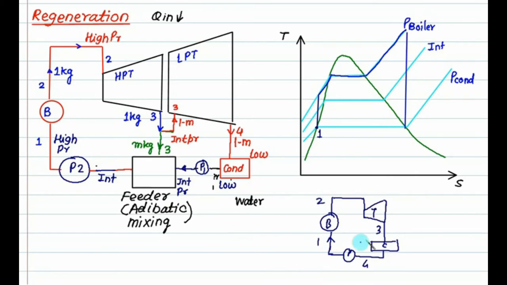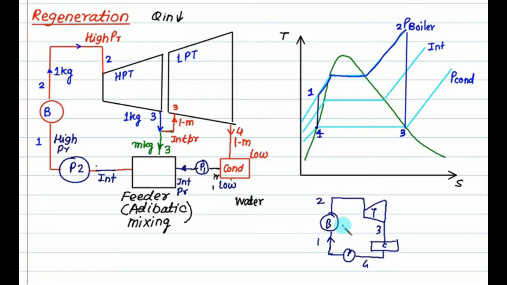If we consider the simple Rankine cycle, the entry to the boiler is 1. 1 to 2 is a constant pressure heating process. And then 2 to 3 is expansion, and this one is 4. That is for the simple Rankine cycle.